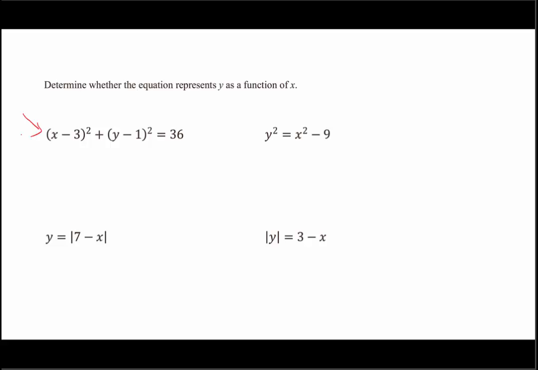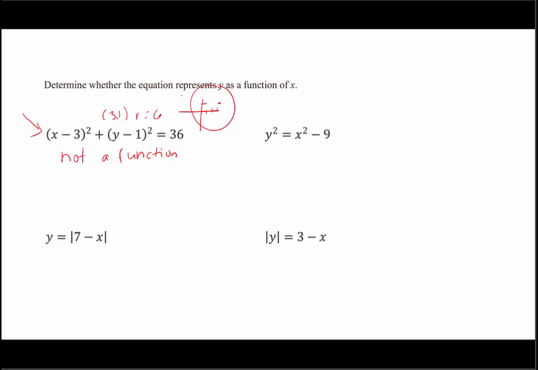In this first example, do you recognize that type of equation? That's the equation of a circle. Therefore, it is not a function. This would be a circle with a center at 3, 1 and a radius of 6. And if you can visualize what a circle looks like, you know that that's going to fail the vertical line test. So it looks something like that. Not my greatest circle, but you get the idea that it's not going to pass the vertical line test.